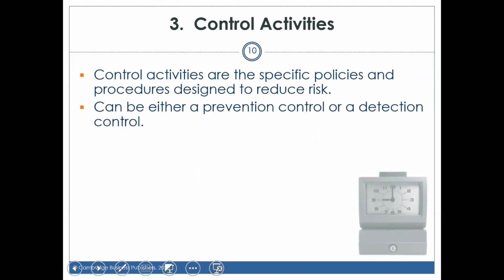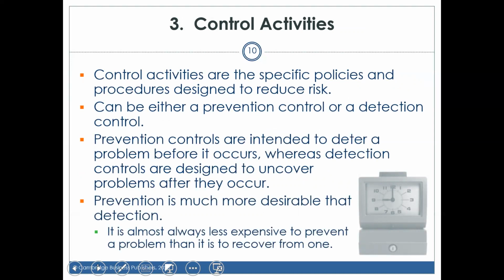Control activities. This is the part of the COSO framework that we're going to talk about the most in this chapter. Control activities are the specific policies and procedures that the business implements to reduce risk. Reduce risk of what? Mainly to reduce the risk that the company's employees will steal from them. Reduce the risk of fraud, mainly.